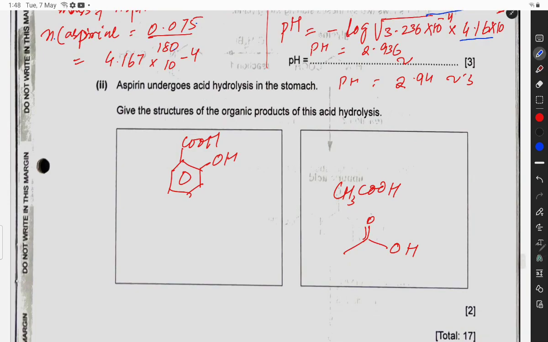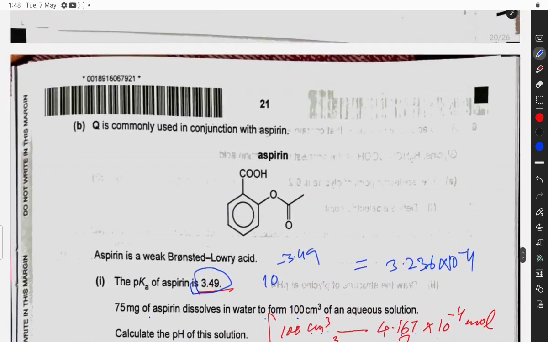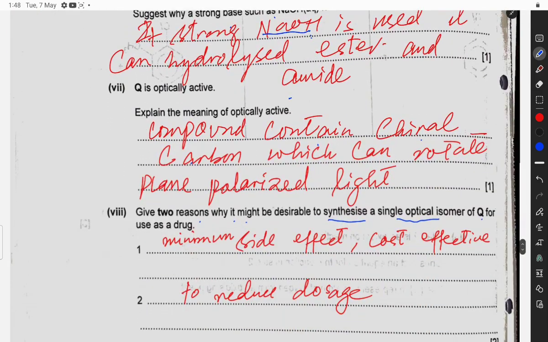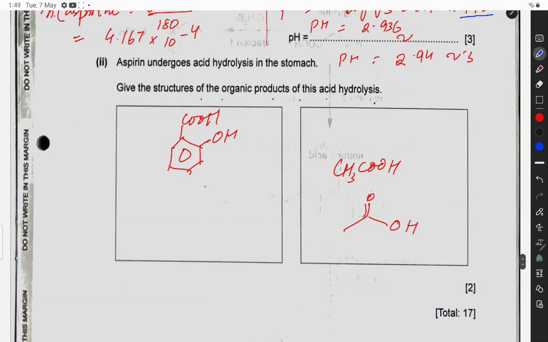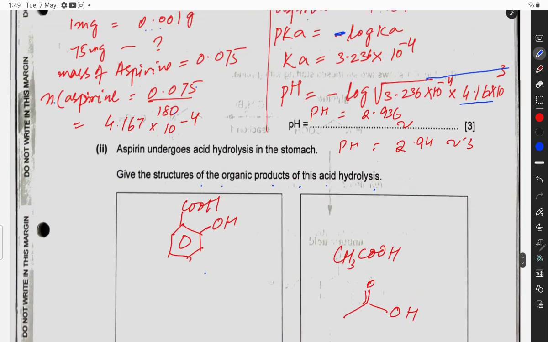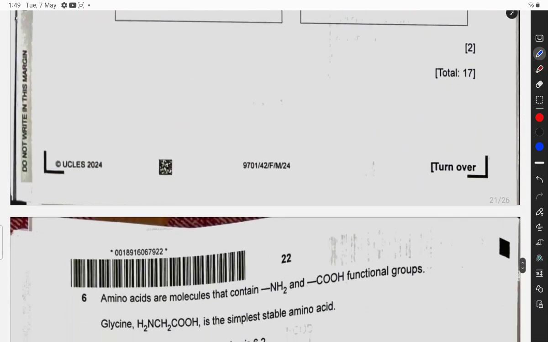Aspirin undergoes acid hydrolysis in the stomach. Give the structure of the organic products of this acid hydrolysis. This is aspirin. In acid hydrolysis, this ester is going to change over here. This is an acid, CH3COOH, and this should be OH. This is the answer. These are the 2 products formed. So draw a skeletal formula of this compound and CH3COOH, because skeletal formulas are drawn here.